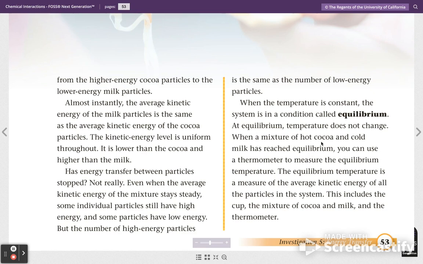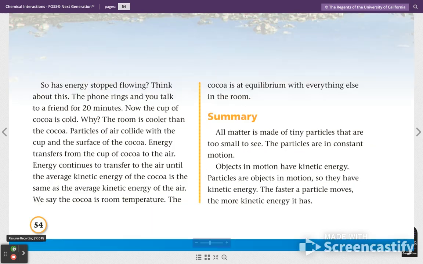When a mixture of hot cocoa and cold milk has reached equilibrium, you can use a thermometer to measure the equilibrium temperature. The equilibrium temperature is a measure of the average kinetic energy of all the particles in the system. This includes the cup, the mixture of cocoa and milk, and the thermometer.